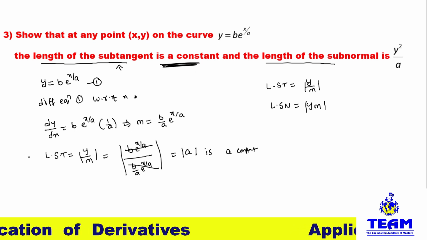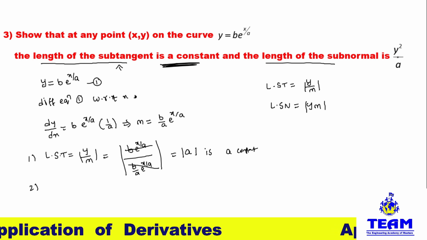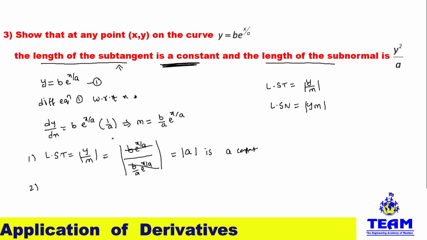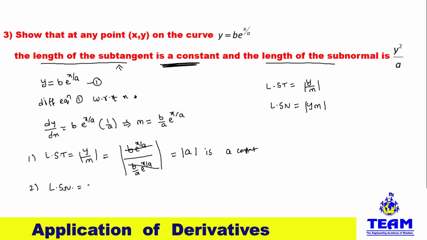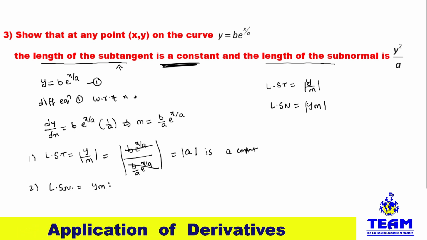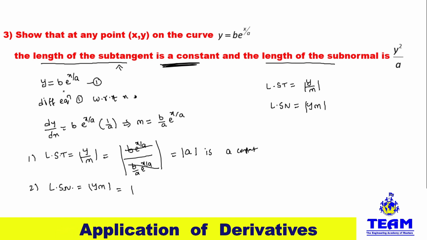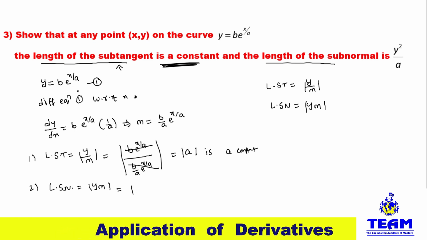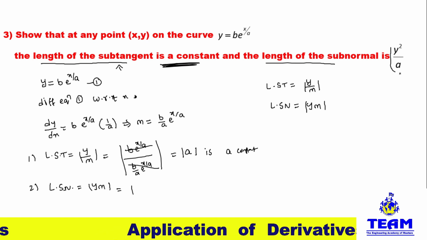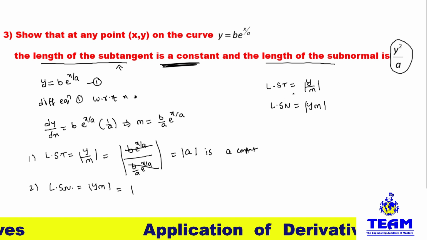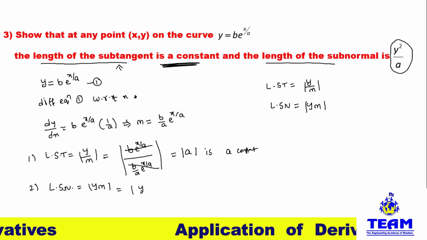Now coming to the second one. What is the second one we have to prove? Length of subnormal, we have to prove y square by a. Okay, write the formula. Length of subnormal is equal to mod y into m. Now what is y actually? Previously what we wrote: b e to the power of x by a. m we have b by a e power x by a. But here we have to prove it in terms of y, not in terms of exponential terms. So you keep y as y only.